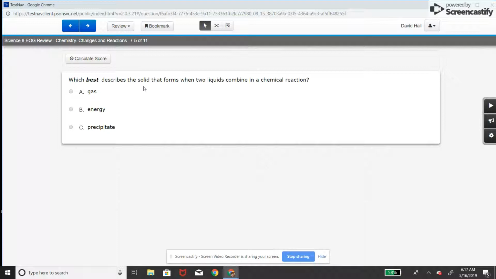What best describes a solid that forms when two liquids combine in a chemical reaction? This is a basic just definition. Can't be a gas, that's silly. Gas is not a solid. Energy, that's not a solid. Precipitate forms when two liquids combine.